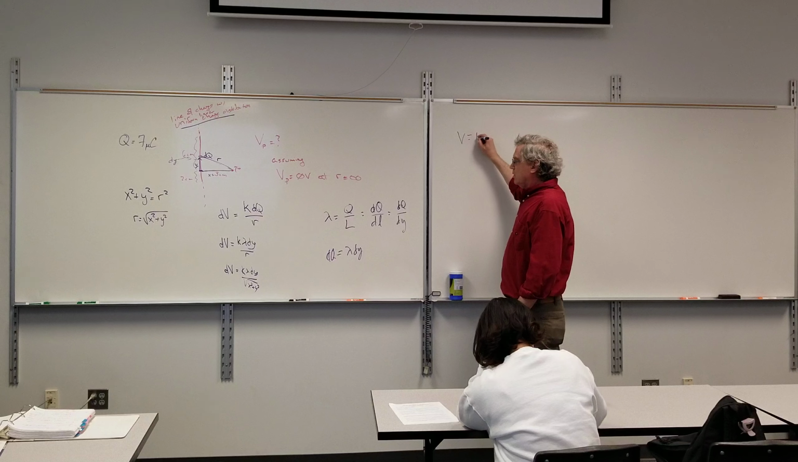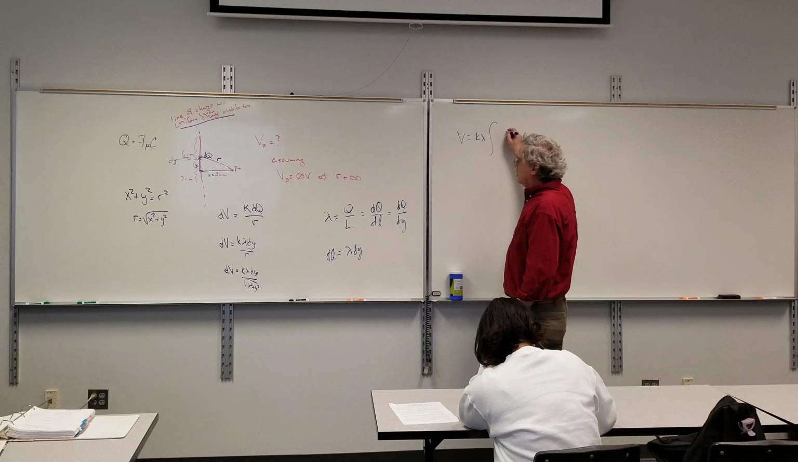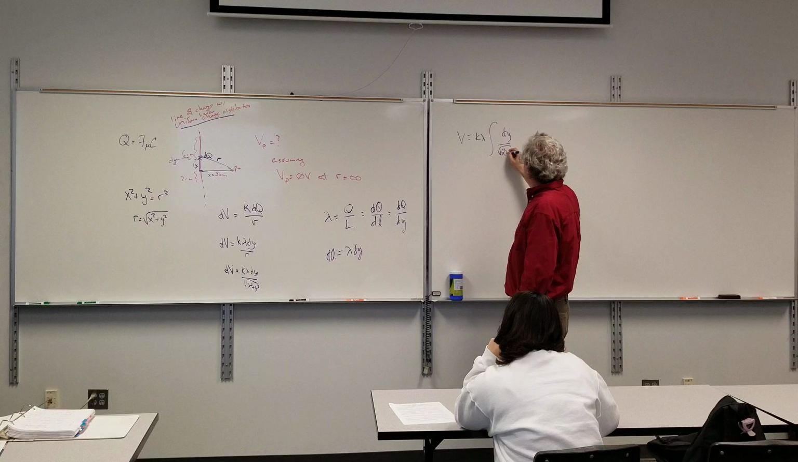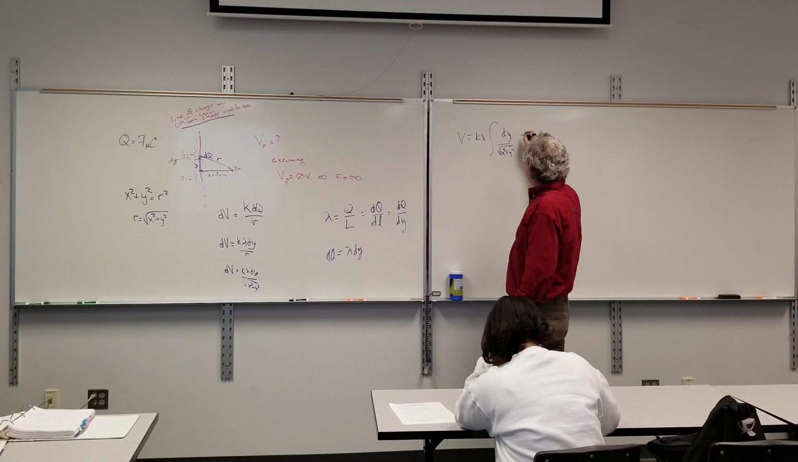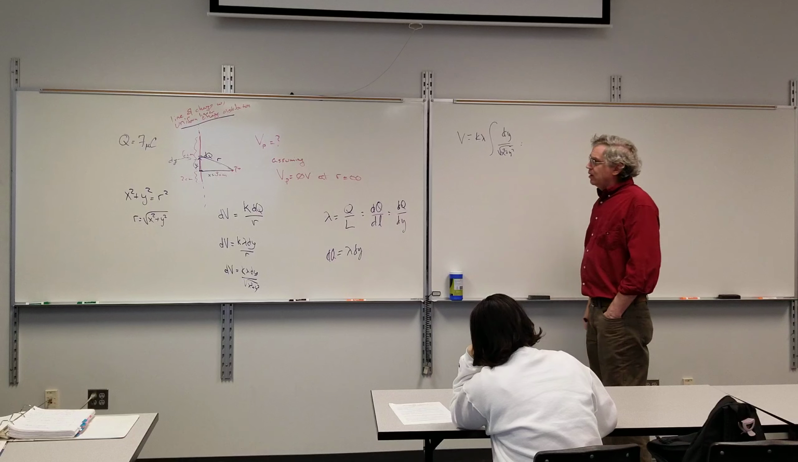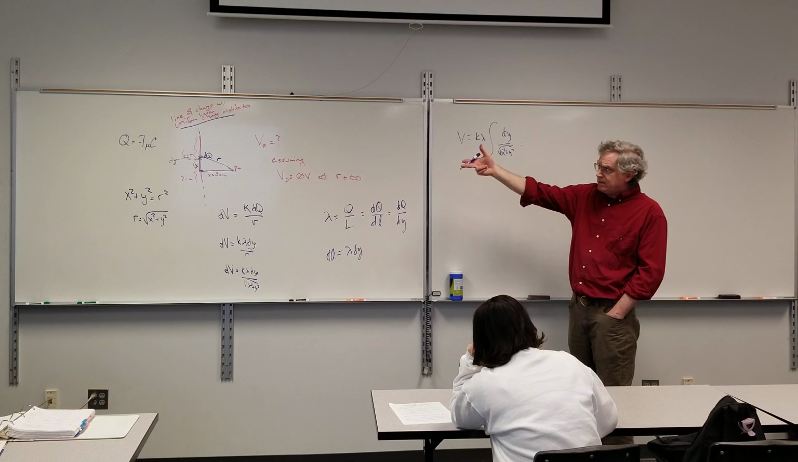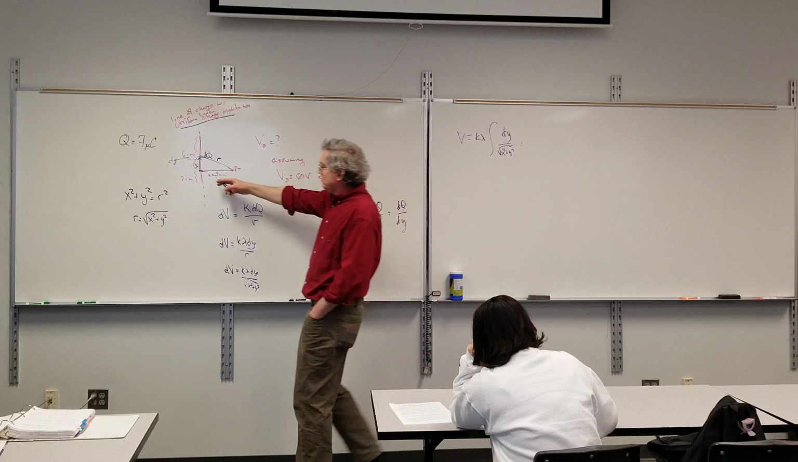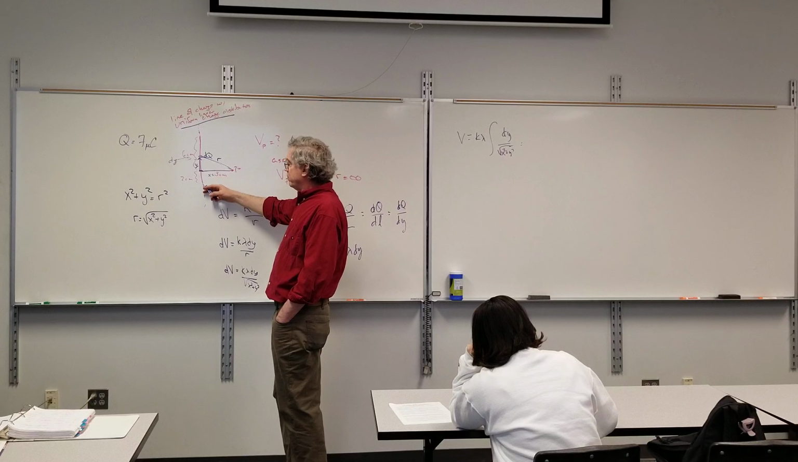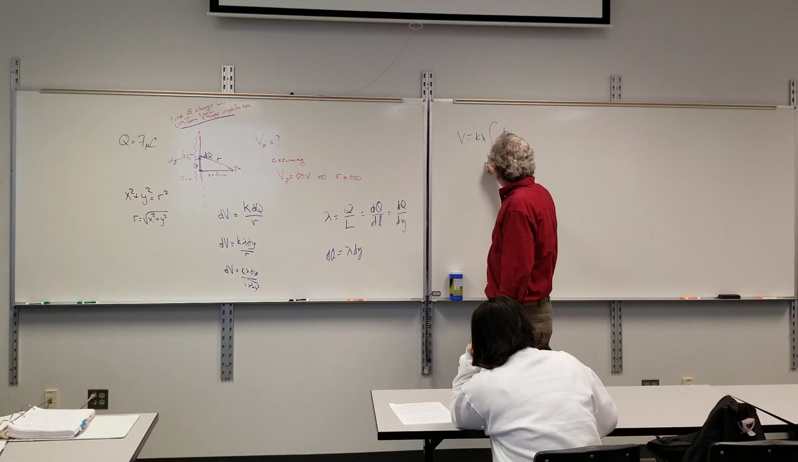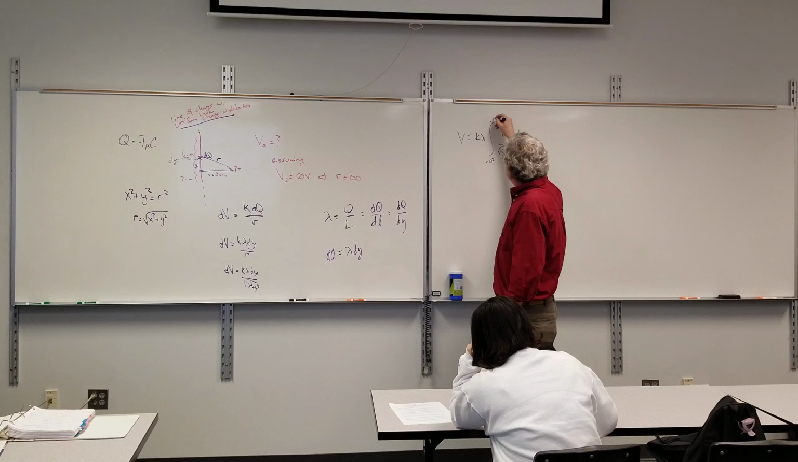So V is equal to k lambda integral of dy over square root of x squared plus y squared. And our limits of integration, I chose y to be this point right here, and so I'm going to be going from -2 to 6. Negative 0.02 to 0.06.